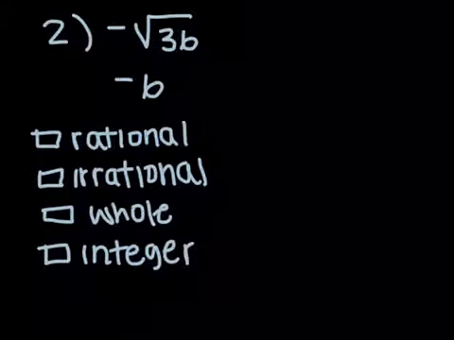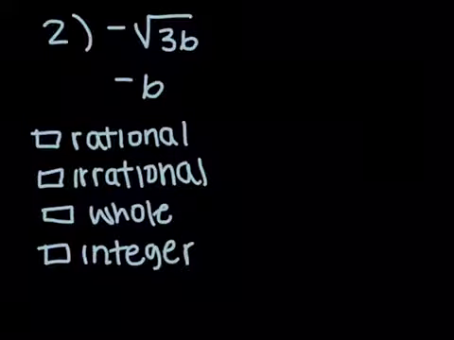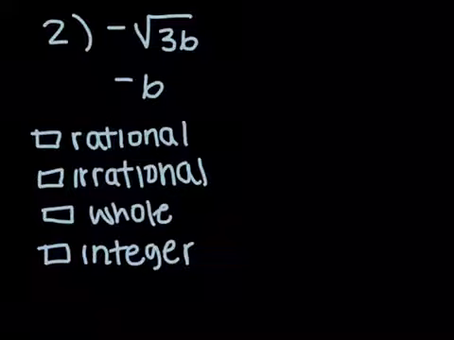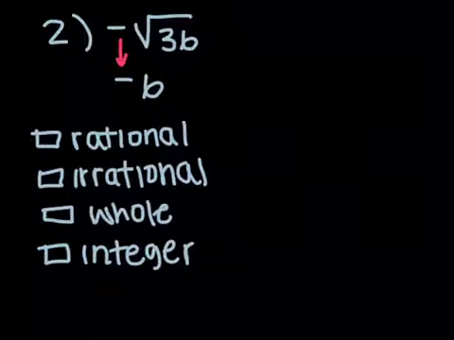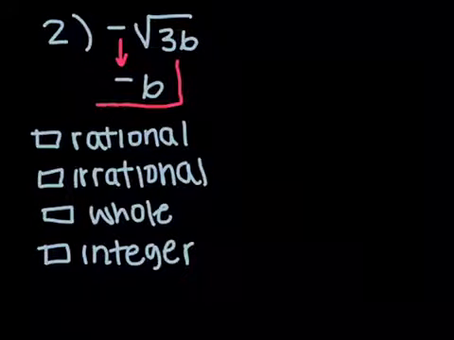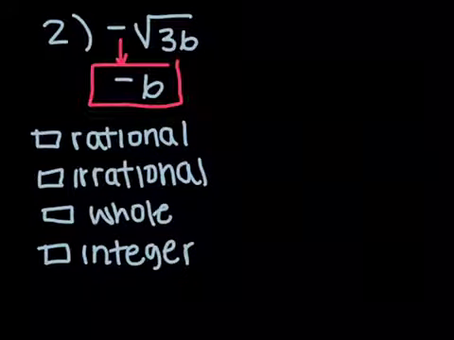So now we're going to go through some examples. Number 2 on your pretest says, what is the negative square root of 36 classified as? So first we're going to solve it. We're going to drop down this negative sign and then take the square root of 36, which is 6. So our answer ends up being -6.